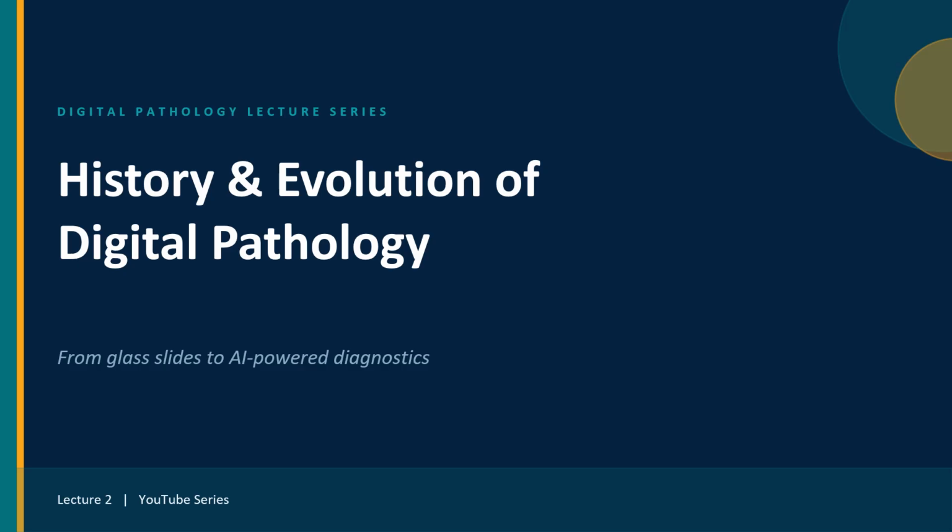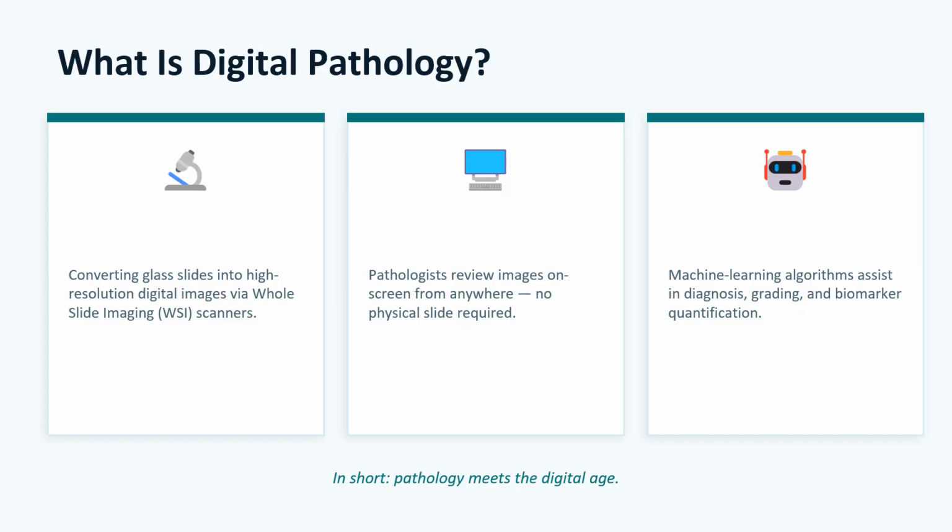Today we are discussing the history and evolution of digital pathology. Let's get started. Before we go back in time, let's just revisit the basic concepts. Digital pathology has three fundamental components. First, digitizing a glass slide into a high-resolution image. Second, allowing pathologists to review those images from anywhere through an image management system. And third, using AI to assist in analysis.